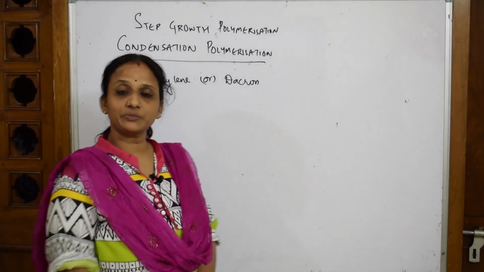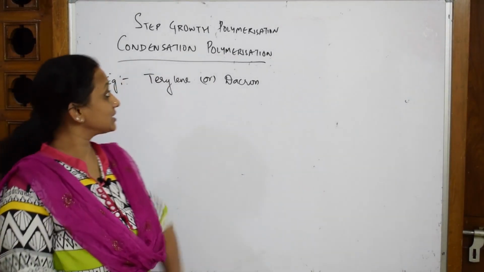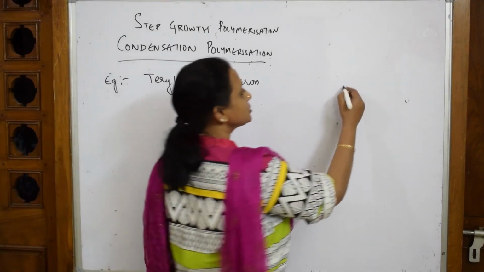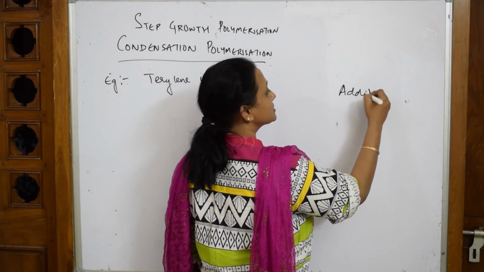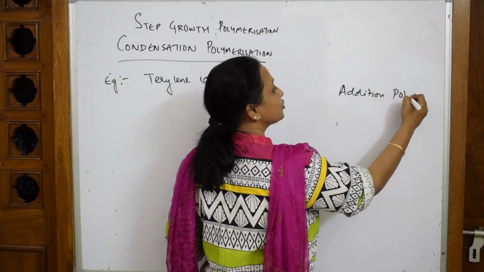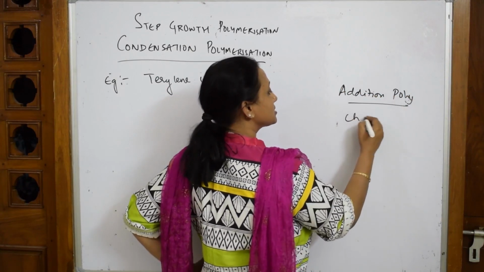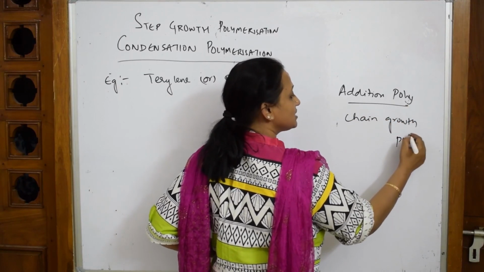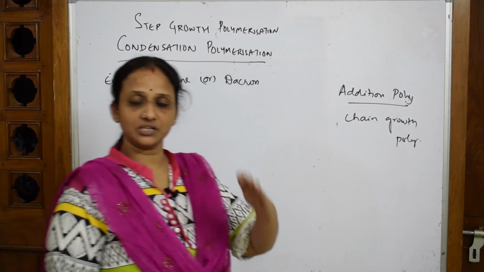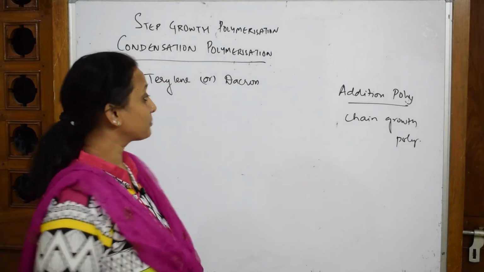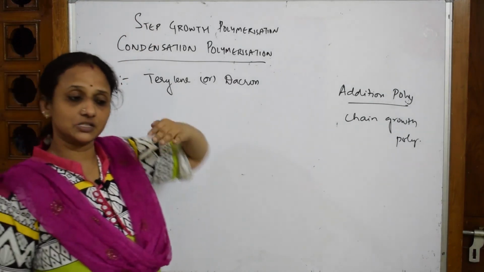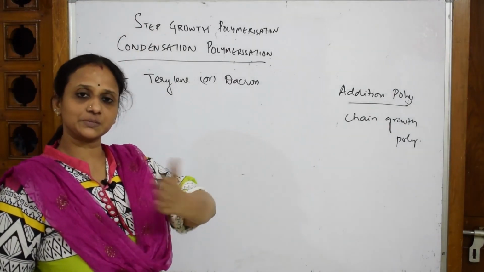Right. After addition polymerization mechanism we have learnt, the next type is condensation polymerization. So addition polymerization is always called chain growth polymerization. Remember this. This is called chain growth polymerization because one step after the other is followed: initiation, propagation, termination. But when it comes to condensation polymerization, it is called step growth polymerization. One step, there is no link between one step and the second step.